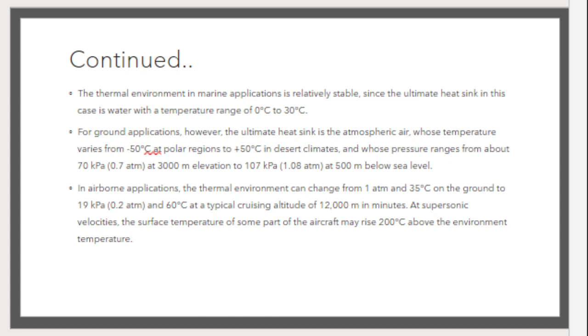In airborne applications, the thermal environment can change from 1 atm and 35 degrees Celsius on the ground to 19 kilopascals, or 0.2 atm, and minus 60 degrees Celsius at a typical cruising altitude of 12,000 meters, in minutes. At supersonic velocities, the surface temperature of some part of the aircraft may rise to 200 degrees Celsius above the environment temperature.